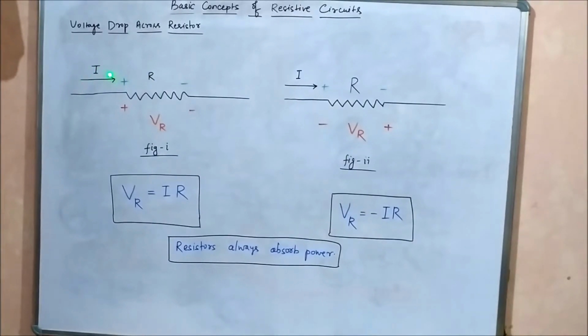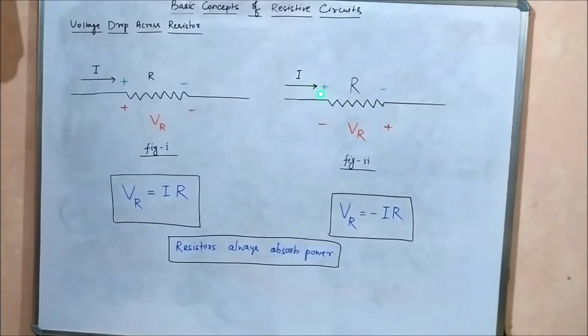The current will flow always from positive to negative terminal of the resistor internally. It will enter through the positive and exit from the negative. The voltage drop VR is measured in the same direction, plus plus minus minus, so VR is equal to IR. In this circuit, everything is the same.